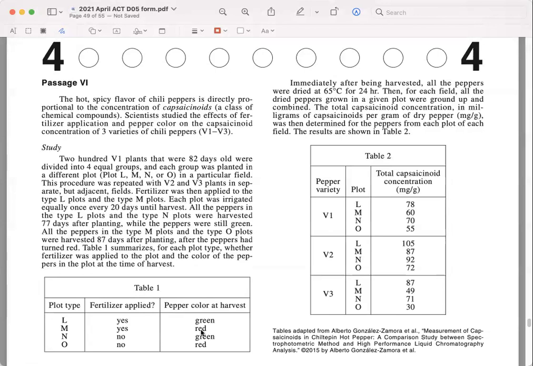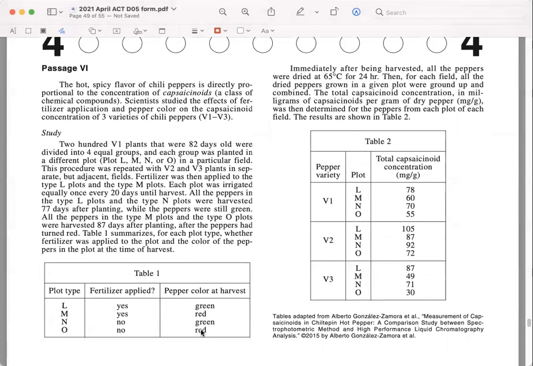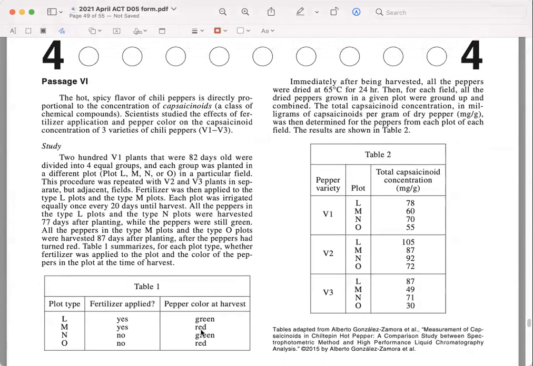Fertilizers were then applied to the type L plots and the type M plots. Each plot was irrigated equally once every 20 days until harvest. All the peppers in the type L plots and the type N plots were harvested 77 days after planting while the peppers were still green. All the peppers in the type M and type O plots were harvested at 87 days after planting after the peppers had turned red. Table 1 summarizes for each plot type whether fertilizer was applied to the plot and the color of the peppers in the plot at the time of harvest.